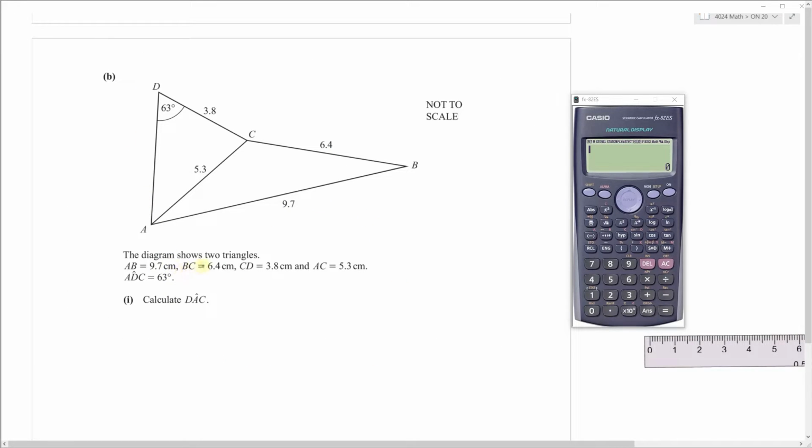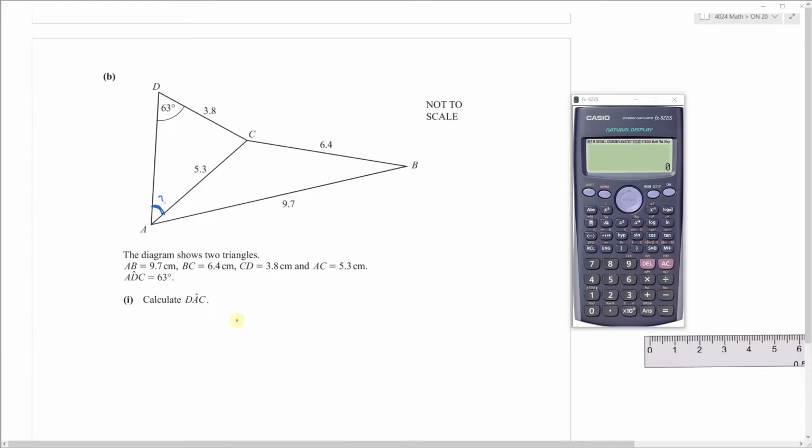Part B is, the diagram shows two triangles. You're given some lengths and this angle. First part is calculate the angle DAC. So DAC is this angle here. If you look at this triangle ADC, you're given these two lengths and this one angle. And we can use the sine rule because we know this angle and the side opposite. This is the unknown angle and we know the side opposite, the length is 3.8 centimeters.